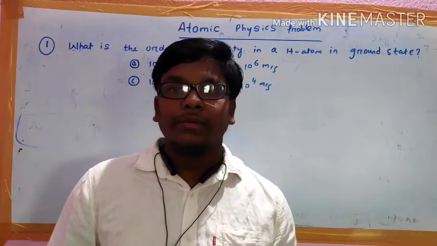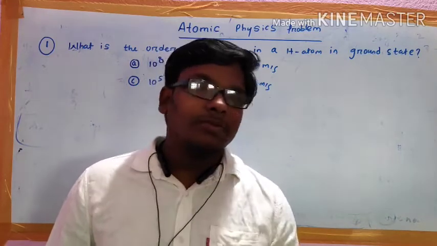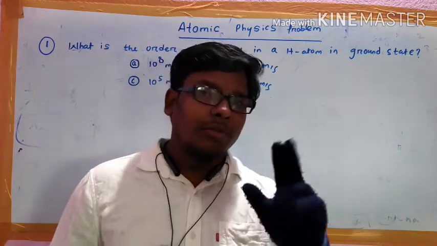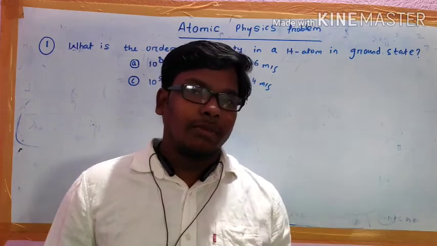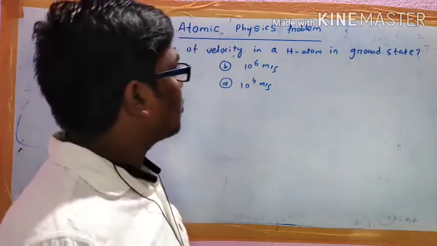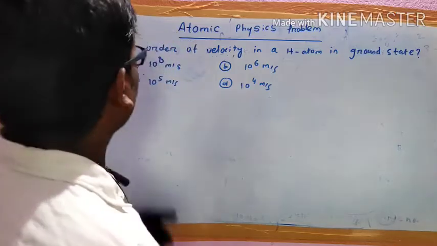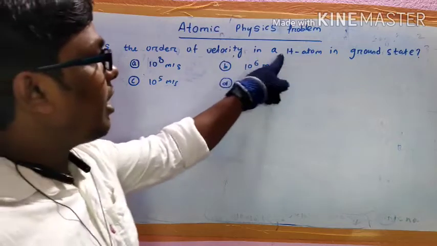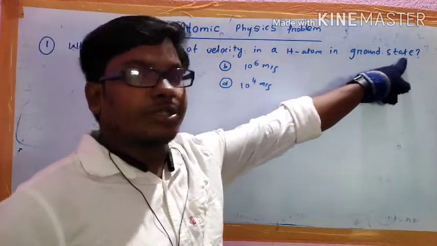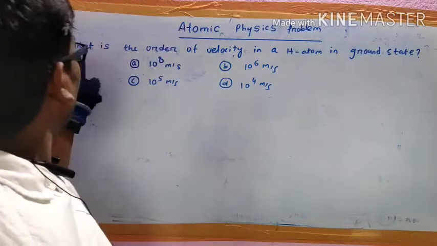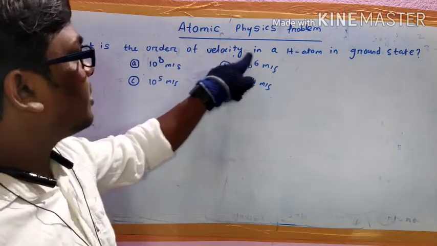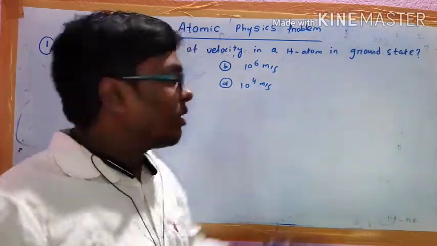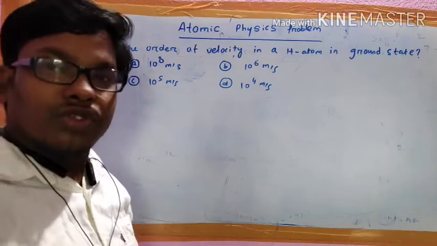The atomic physics chapter. It's time for problems, and remember this chapter is mainly concerned with problems in the board exam. So, first question for today: what is the order of velocity in a hydrogen atom in ground state? It is asking the order. There are 4 options, so we have to solve it.